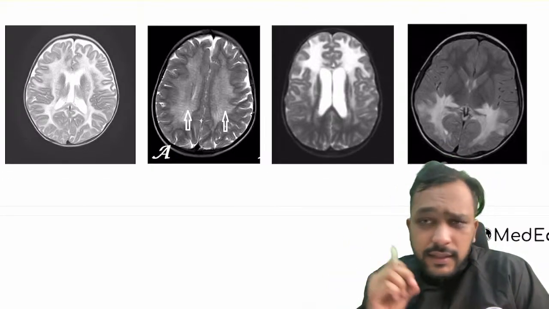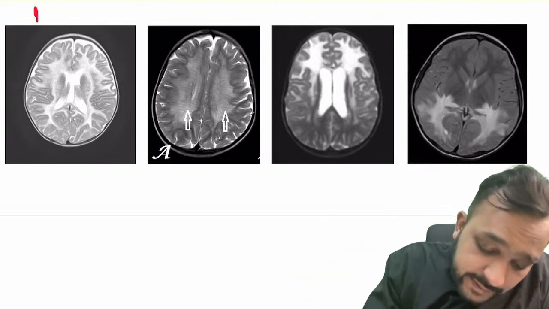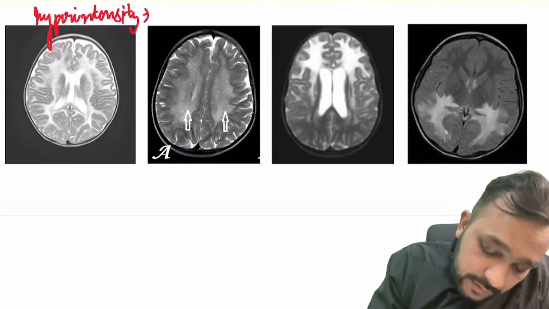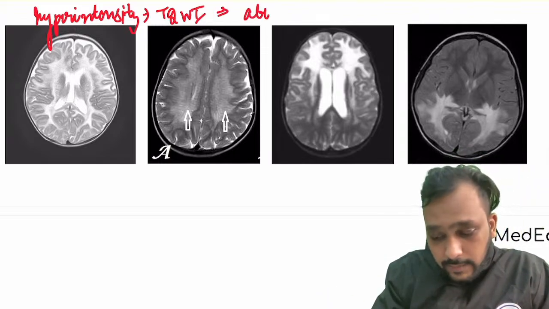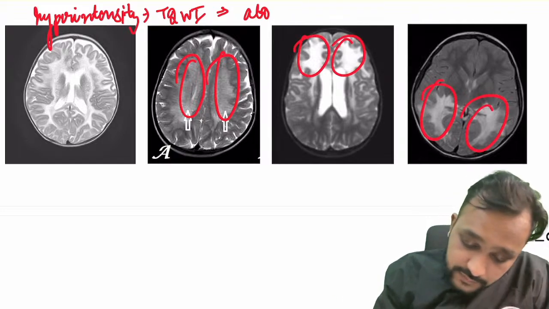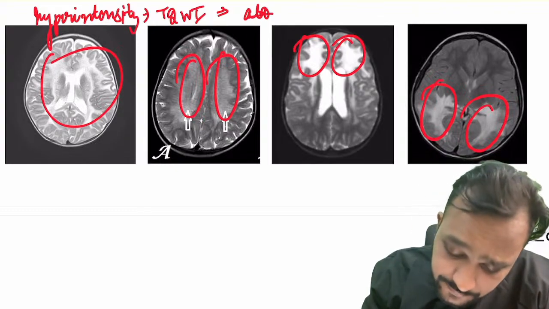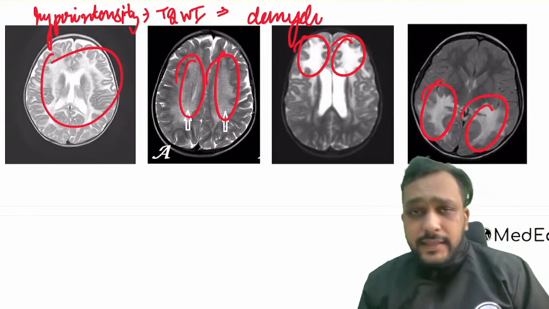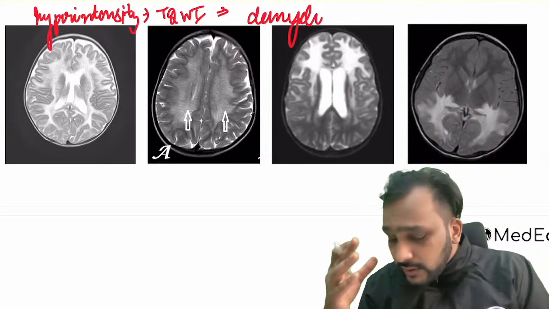So guys, let us look at these leukodystrophies. Let me tell you, if ever there is a hyperintensity in the white matter on the T2-weighted images, it is abnormal. So here what is happening? Here we can see white areas within the white matter on the FLAIR or T2-weighted images. So this is abnormal white matter, these are your demyelinating diseases, right? So here we have to identify the leukodystrophies.